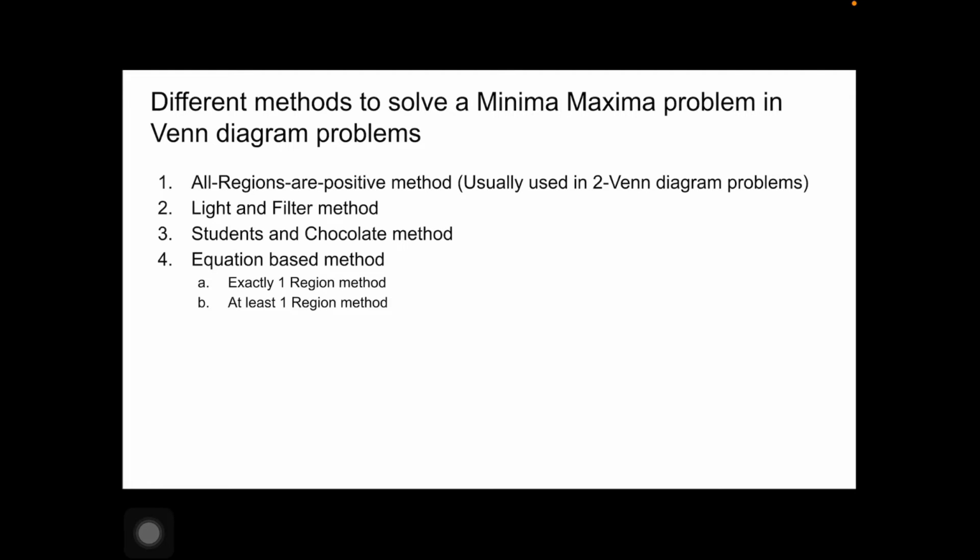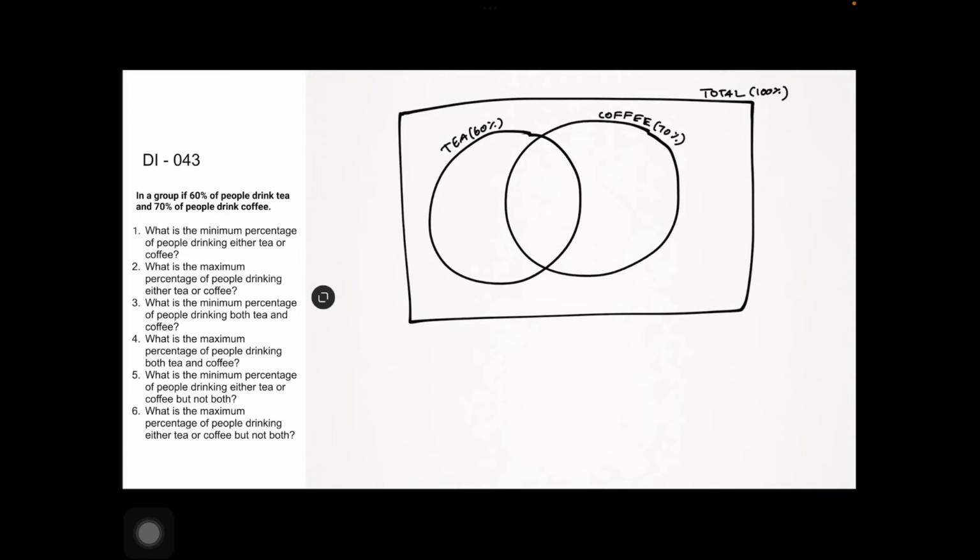The first method that we'll be looking at is the all regions are positive method. Let's start with a small example problem. Let's say there's a group of people. Out of those people, 60% drink tea and 70% drink coffee. The total number of people is 100%. People who are inside the tea circle are 60%, and people who are inside the coffee circle are 70%.